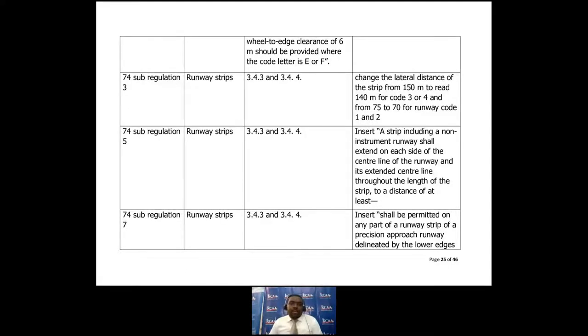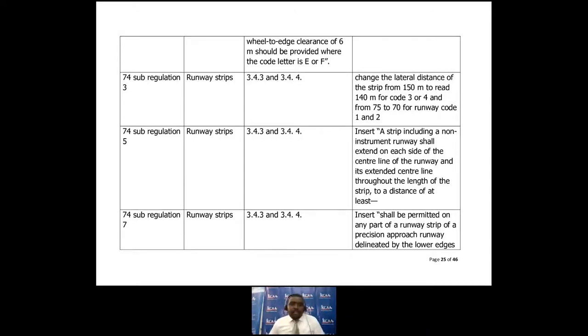So regulation 74, sub-regulation 3, that is on the runway strips. There was a provision in ICAO Annex 14, and a proposal was to change the lateral distance of the strip from 150 meters to read 140 meters for code 3 or code 4, and from 75 meters to 70 meters for runway code 1 and 2.